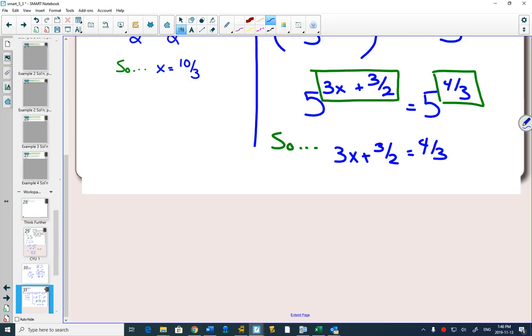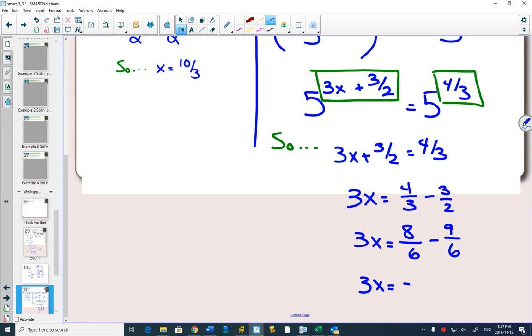So since those are equal, now we just have to use our fraction skills to solve for x. I can subtract 3 halves on both sides. How do I subtract fractions? I need a common denominator. So this will be 8 over 6 minus 9 over 6. 3x would equal negative 1 over 6.